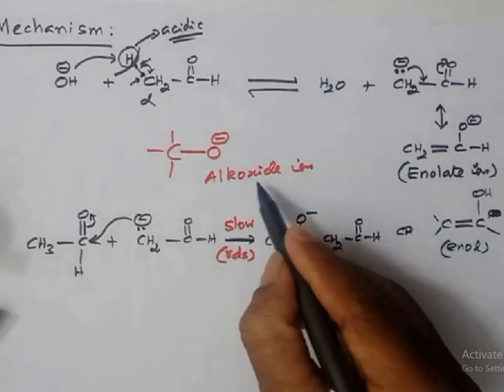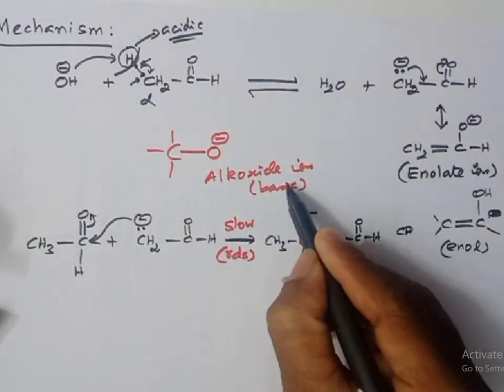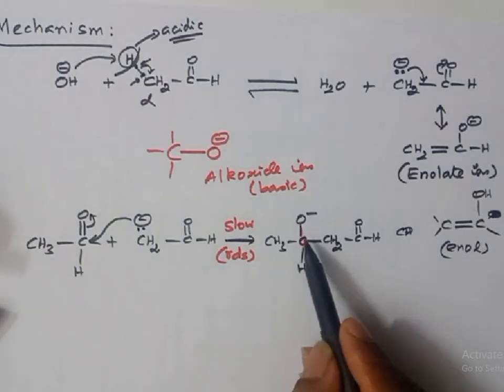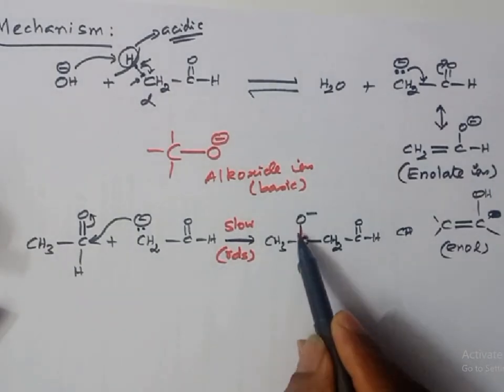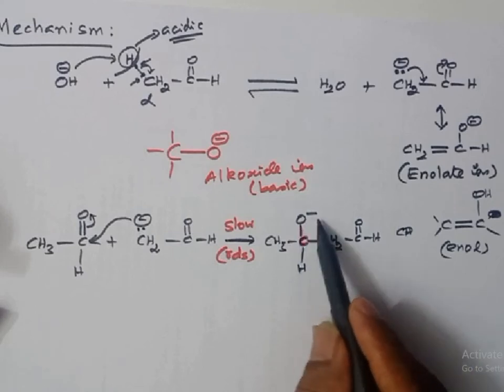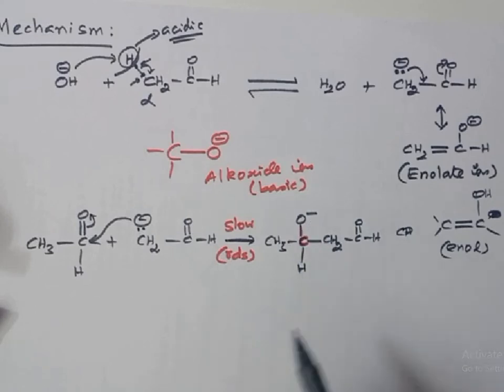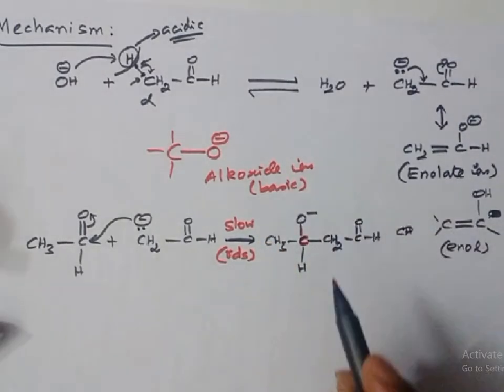Alkoxide ion. Alkoxide ions are also basic in nature. So here, we have a carbon. This carbon contains 4 sigma bonds. It's a saturated carbon, and that carbon has an O minus. So it is an alkoxide ion. Alkoxide ion is basic. What will it do?